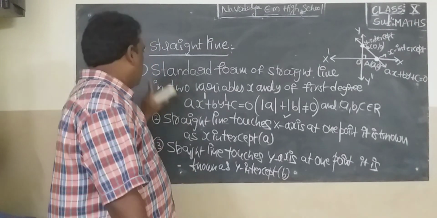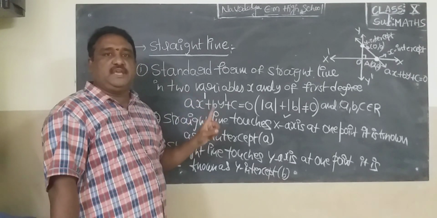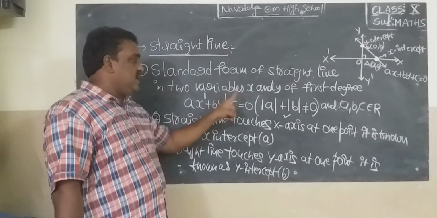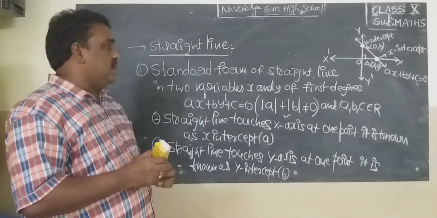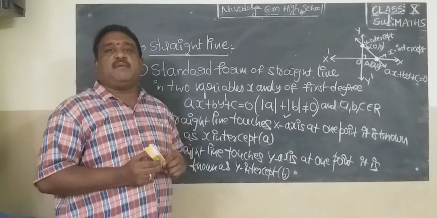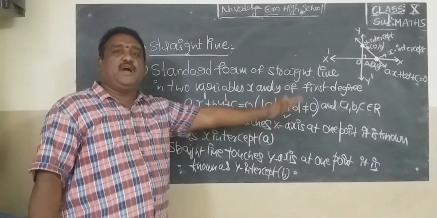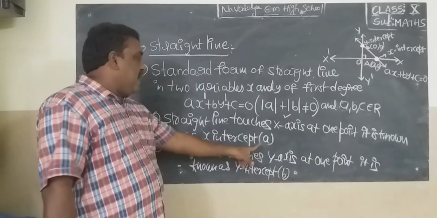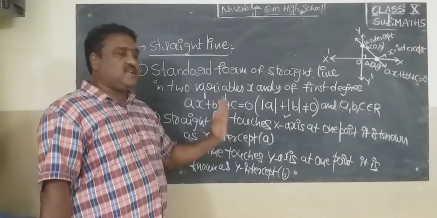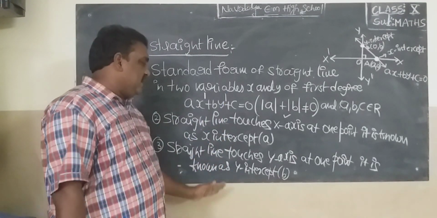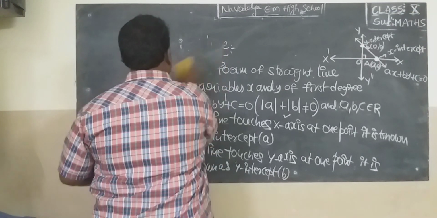Okay? So the standard form of a straight line is two variables x and y, first degree, ax plus by plus c equal to 0, condition mod a plus mod b not equal to 0, and a, b, c belong to R. A straight line touches the x-axis at one point. It is known as x-intercept and it is represented by small a. A straight line touches the y-axis at one point. It is known as y-intercept and it is represented by small b. So that is about straight line.